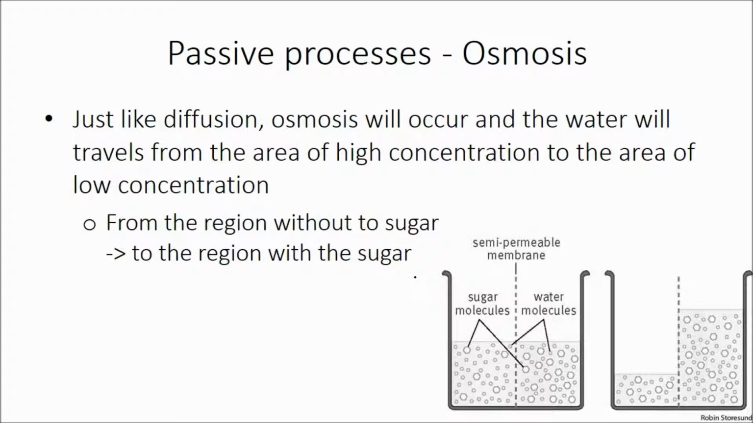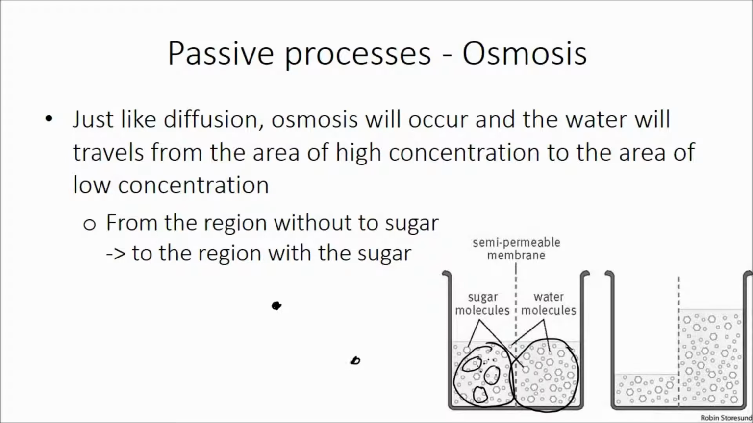So just like diffusion, osmosis will occur and the water will travel from an area of high concentration to an area of low concentration. And when we're thinking about that, I'd like you to think about the fact that the water will move from an area where there are lots of free water molecules. So for example, if I'm looking at the side where the sugar was added, you can see that there are lots of free water molecules here. So it's a region of really high concentration of free water molecules. And then over here, I've got this region where there's not as many water molecules.